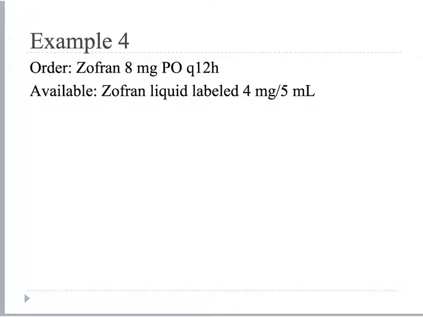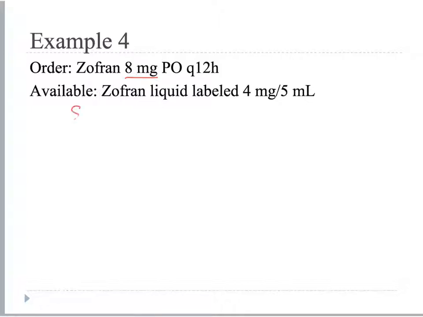Example 4. Our order is for Zofran, 8 milligrams orally every 12 hours. What's available is Zofran liquid, labeled 4 milligrams per 5 mLs. Again, our order is 8 milligrams. I can't give it to the patient in milligrams. I have to give them a usable form, which would be in milliliters.